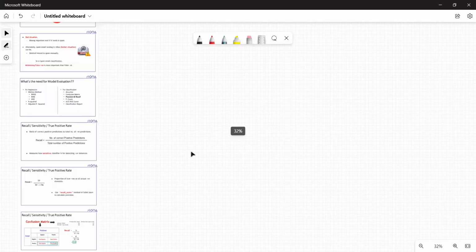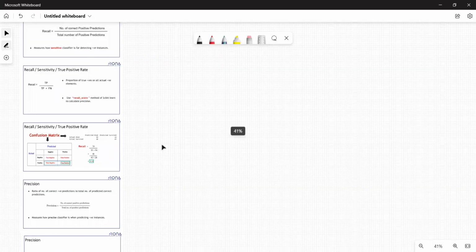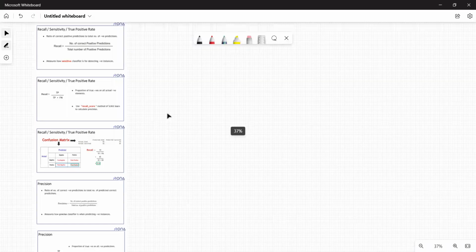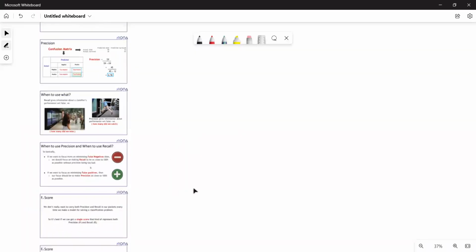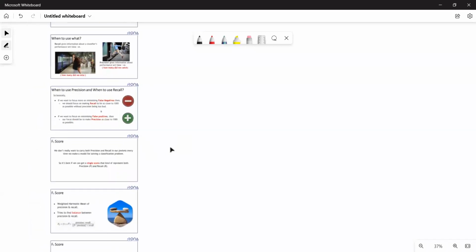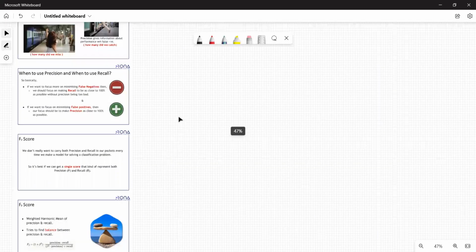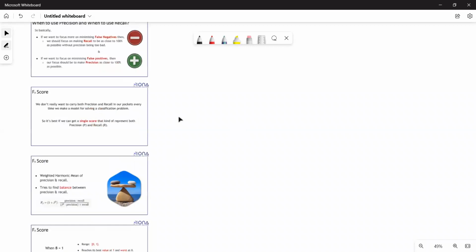Now coming to the last topic, that is nothing but your F beta score. I think all these slides, you can just study them once you open the LMS. You will have these slides ready and you can just go through them. But now what I'm going to do is wrap up the theoretical part by explaining the F beta score.